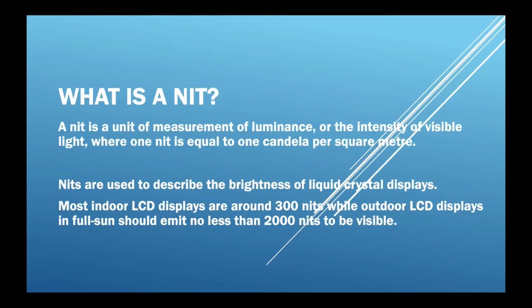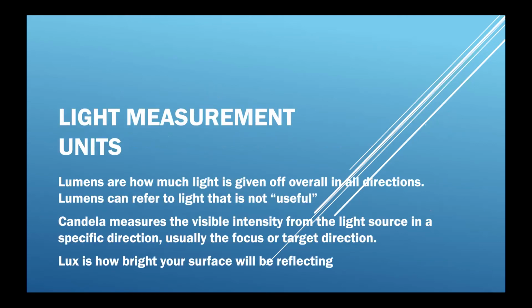So nits, what is a nit? A nit is a unit of measurement of luminance. It's the intensity of visual light on a screen. It's used to describe the brightness of liquid crystal displays. Most LCD displays are about 300 nits. Most LCD outdoor displays should be no less than 2000 nits to be visible. So obviously the more nits, the brighter the screen, right?